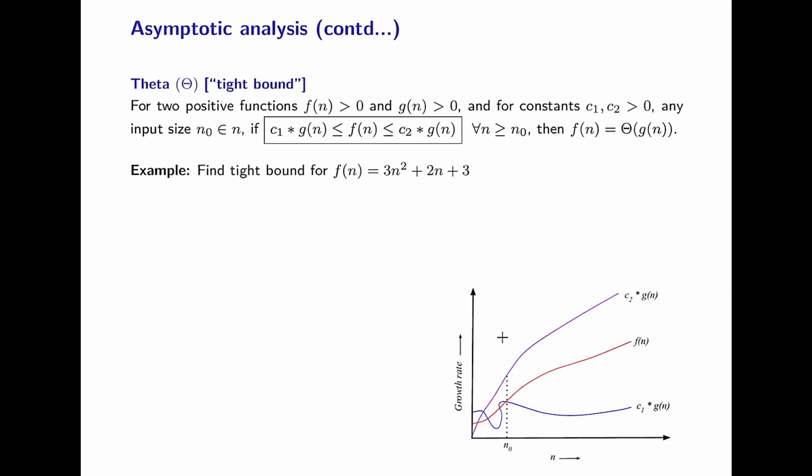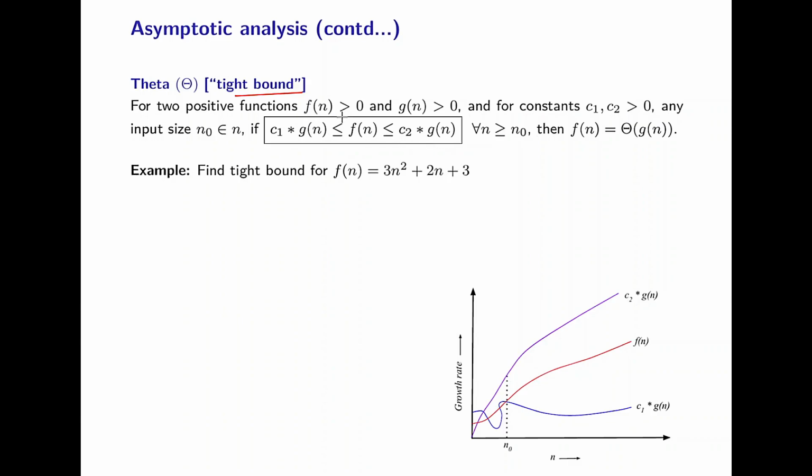Now let's move into the next one, that is theta, that we call tight bound. Sometimes it is very difficult to find out the tight bound. That's why we always prefer going with the big O, upper bound. So here it is the theta asymptotic notation. It is sandwiched between two things, like one is C1 into g(n) and the other is C2 into g(n).